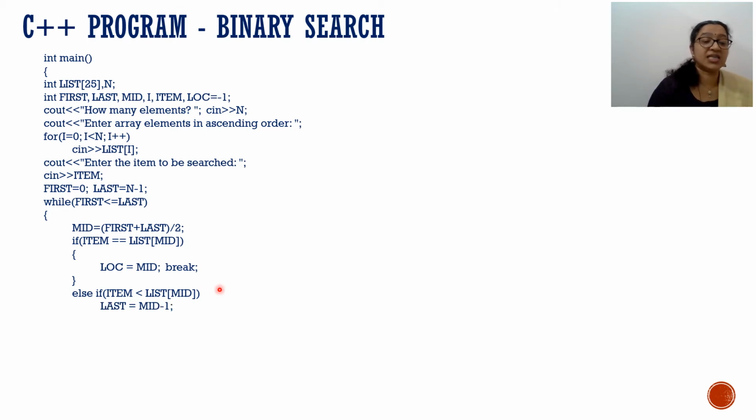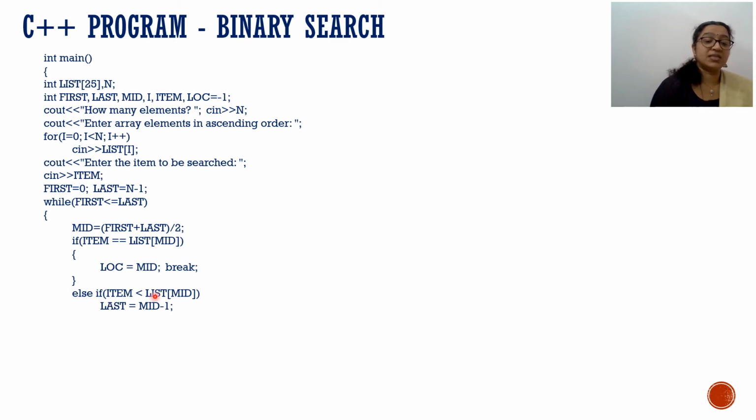We want to change the last value. Last value is n minus 1. We want to change it to mid minus 1. Is it mid minus 1? Because the second half portion we are omitting. So now the item is in the first half portion, so we want to check that one only.